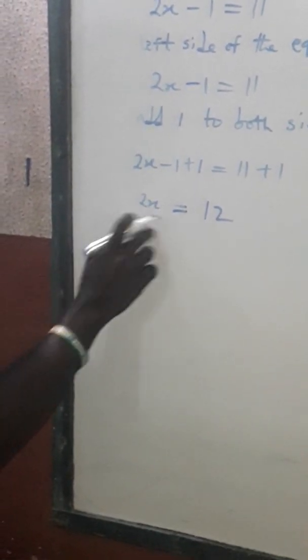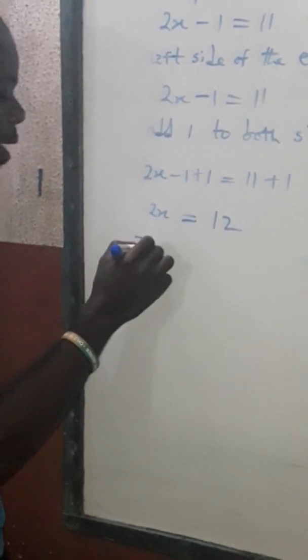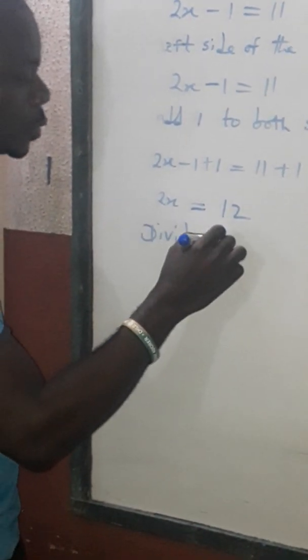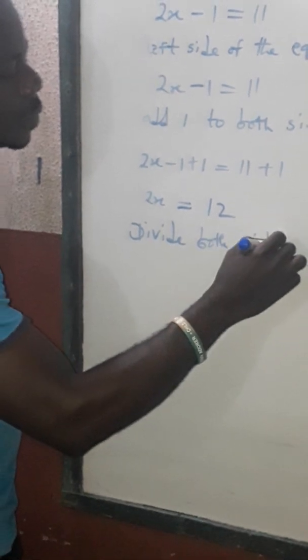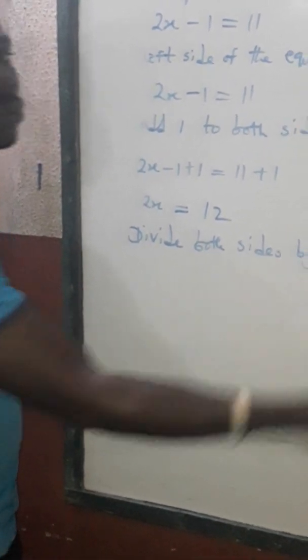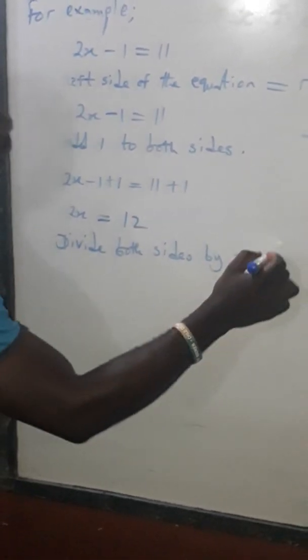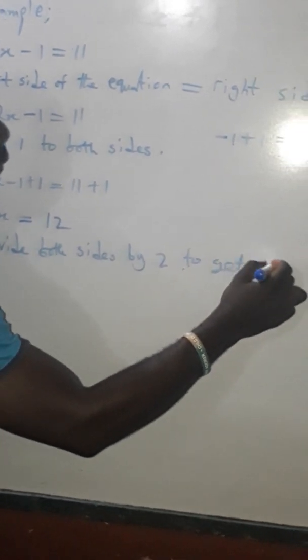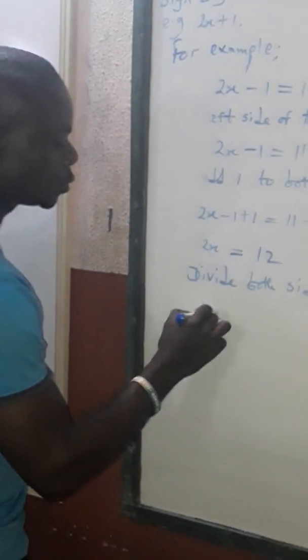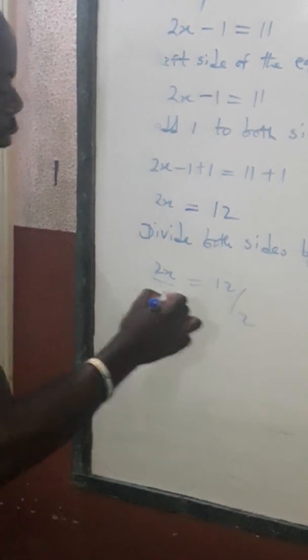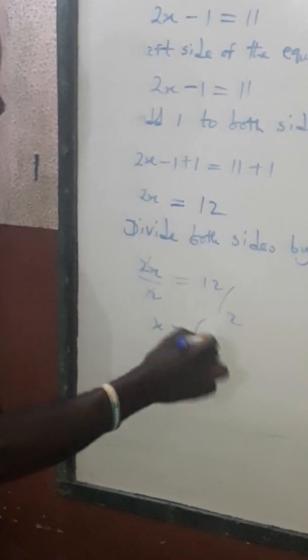So what you have to do now to get x, you have to divide both sides by 2 to get x. So you now have 2x over 2 is equals to 12 over 2. Then x is equals to 6. Answer.